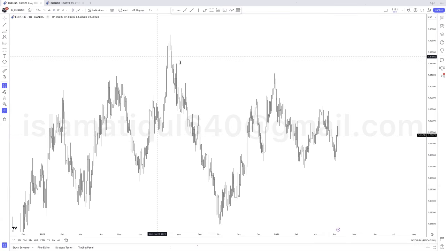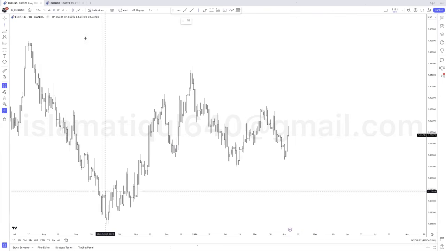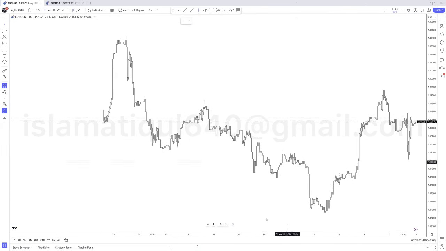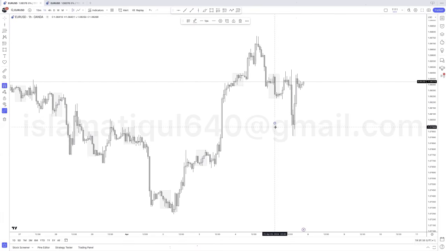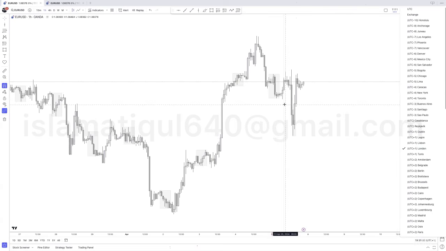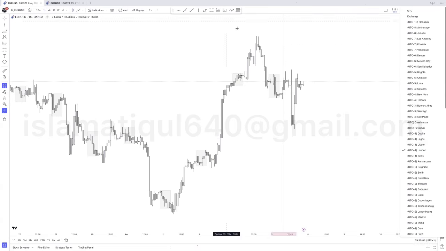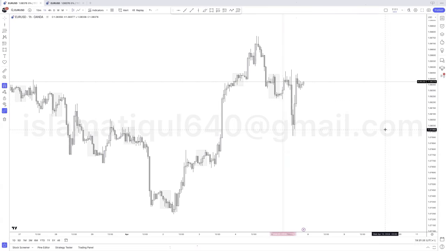So if you are confused with the London kill zone and London times and New York kill zone and New York times, go to your charts and set it to London time. If you want to know what time London is opening, set your time to London time, and 8 a.m. London time is when London is opening. That's it, very simple. Always 8 a.m. London time is when London is opening, and 7 a.m. London time is when the London kill zone is opening.